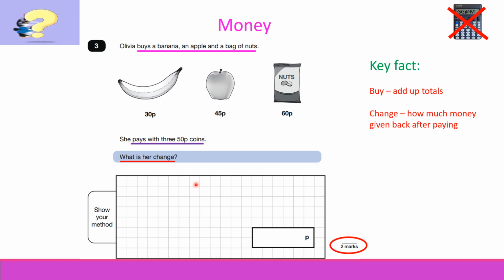Press pause, have a think about the question and the answer. Press play when you've got yourself an answer. Well done guys, hopefully you've managed to get yourself an answer and written it in the box.